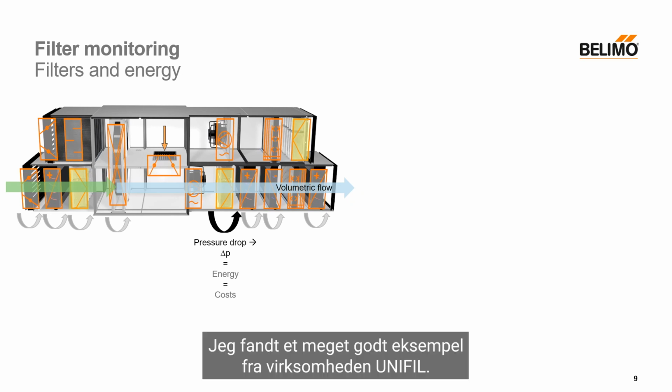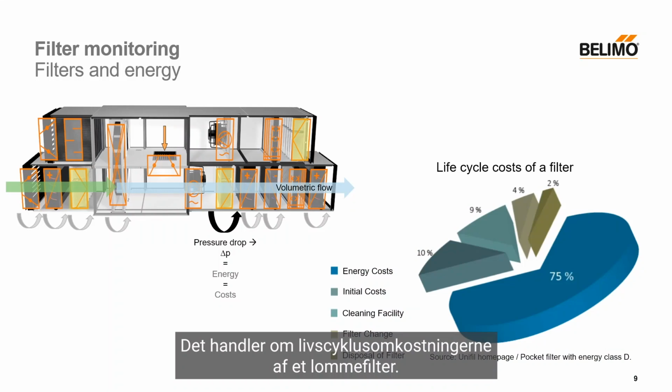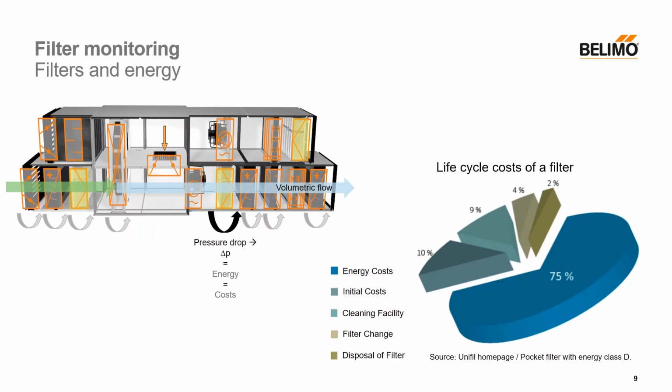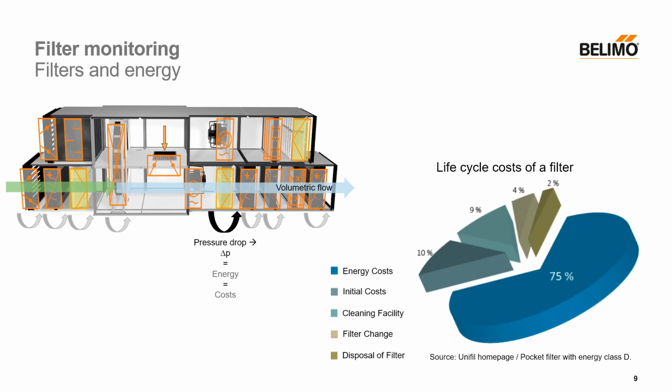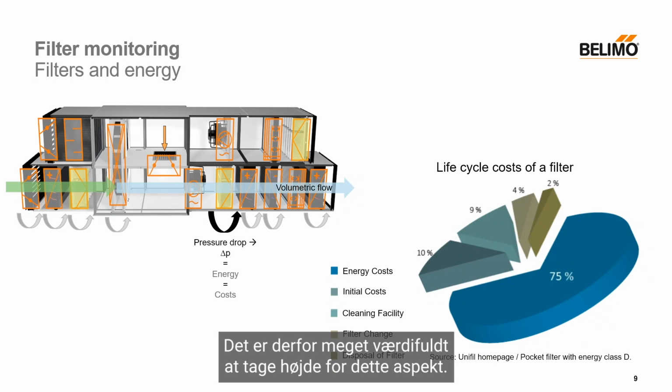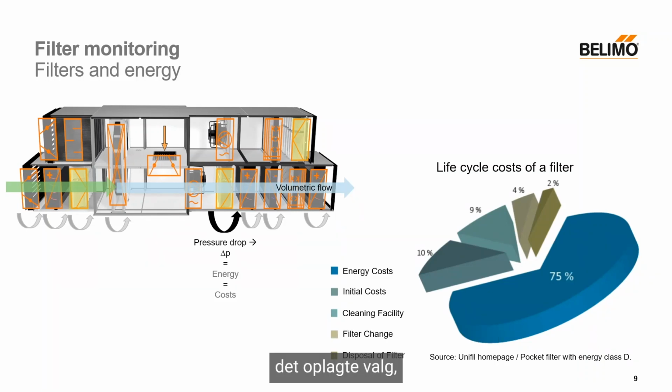I found a very good example from the company Unifil. It is about the life cycle costs of a pocket filter. The image shows impressively that 75% of the life cycle costs are for energy. It is therefore very worthwhile to take this aspect into account. In order to optimize these energy costs, high-quality filters are the obvious choice, complemented by perfect filter monitoring.